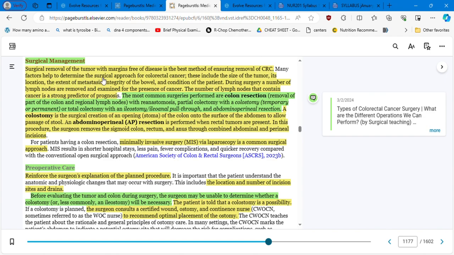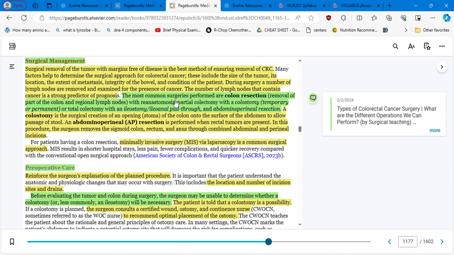Factors help to determine the surgical approach for CRC. These include the site of the tumors, its location, the extent of metastasis, integrity of the bowel, and condition of the patient. During surgery, a number of lymph nodes are removed and examined for the presence of cancer. The number of lymph nodes that contain cancer is a strong predictor of prognosis. Yes. So the more lymph nodes are involved, the stage of the tumor is going to be high. It's not going to be a stage 1, maybe stage 2. Plus, remember, we are going to use the classification TNM, the tumor, nodes, and the metastasis.